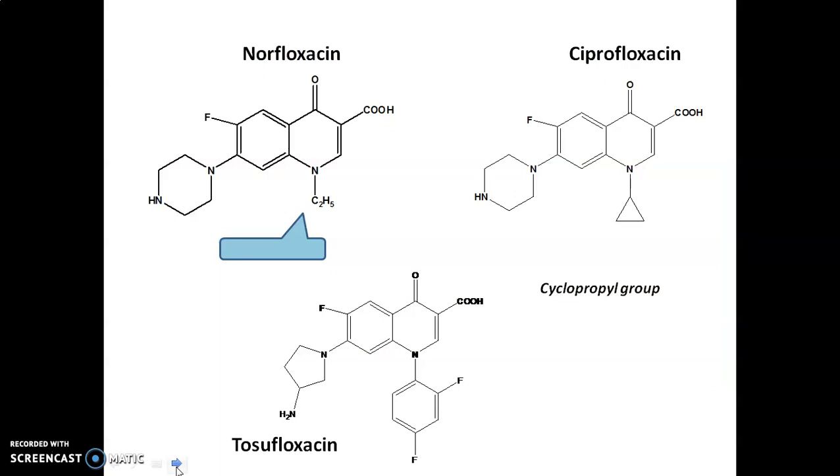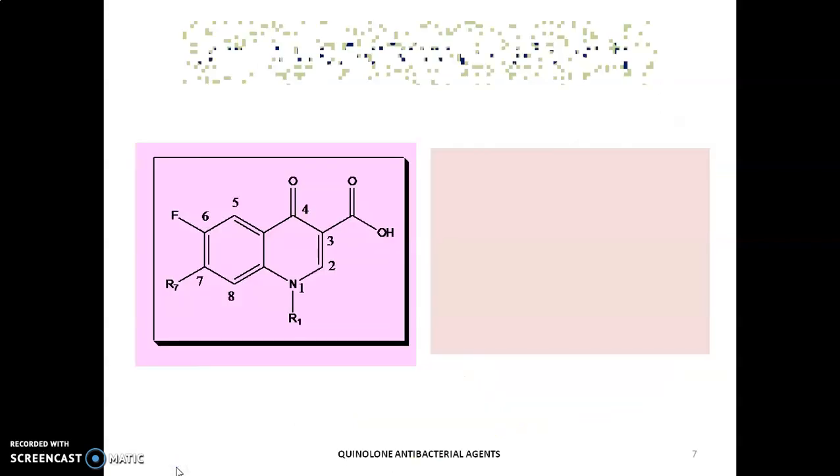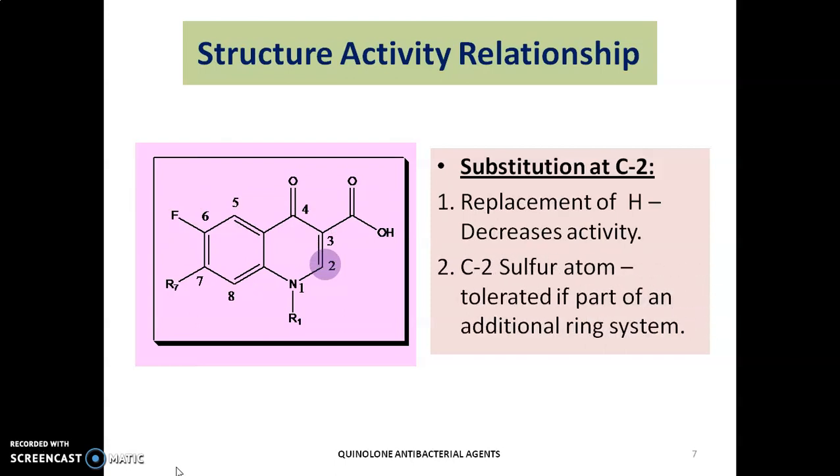Let us see the drugs. Norfloxacin, it contains ethyl group at N1 position, whereas ciprofloxacin, it contains cyclopropyl group, and tosufloxacin contains 2,4-difluorophenyl group. Substitution at C2. Replacement of the hydrogen, it decreases the activity, whereas sulfur atom can be tolerated if it is a part of an additional ring system at the second position.